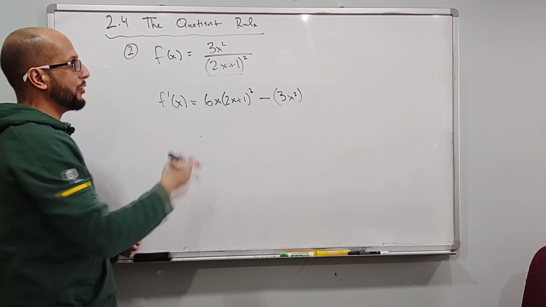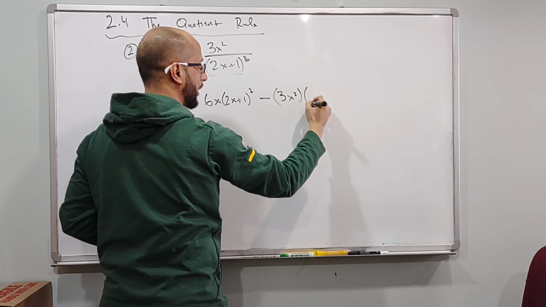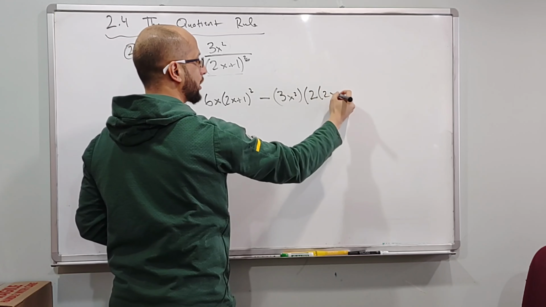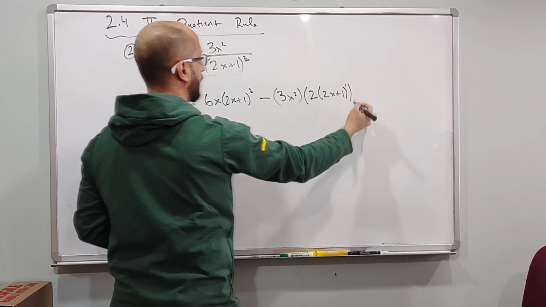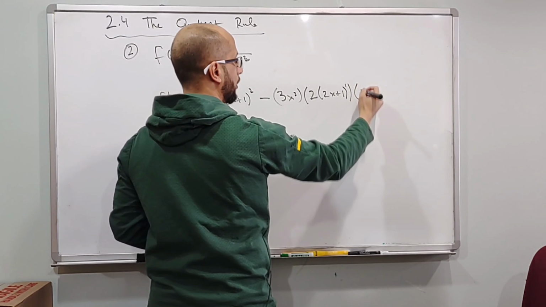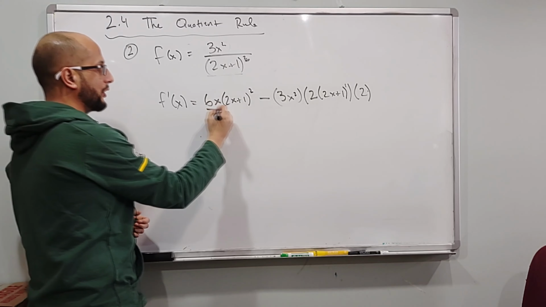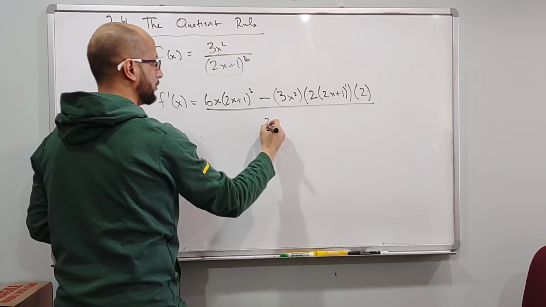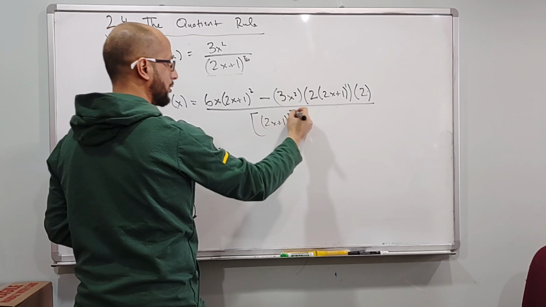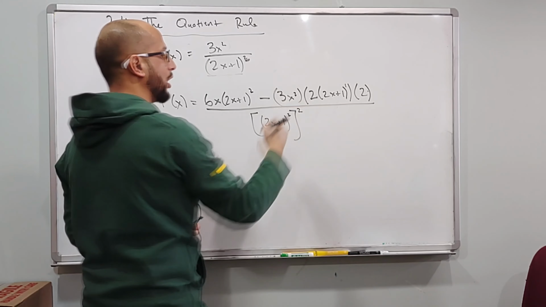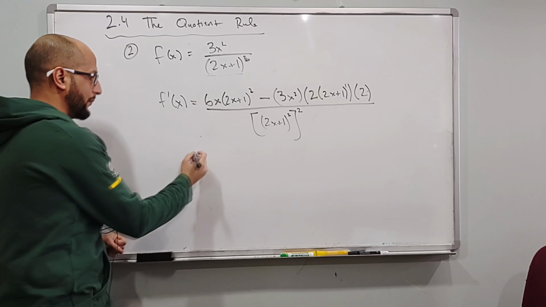Review from 2.3, we bring the 2 down, this exponent comes down, so it's 2, and then 2x plus 1 stays the same, and then this becomes a 1, and then multiply by the derivative of what's inside the bracket, so that's just going to be 2. All of this over 2x plus 1 squared, and then we have to square whatever is in the denominator. Yes, it does look confusing, but this will simplify.